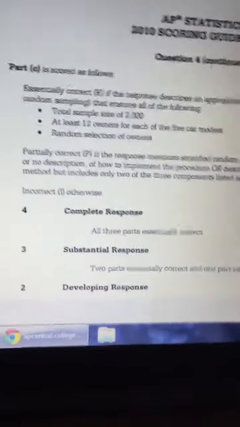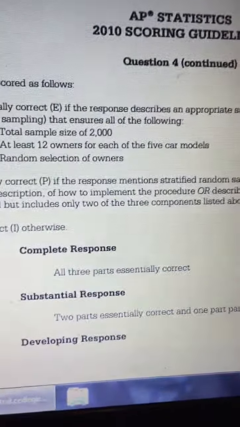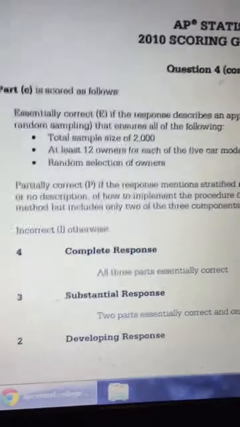So I can check here that part C, that I fulfilled these requirements. And I did. Total sample size is 12,000, 12 owners each, and random selection of owners. So that'll get me an E as well. So I'm gold. Thank you so much, and have a nice day.